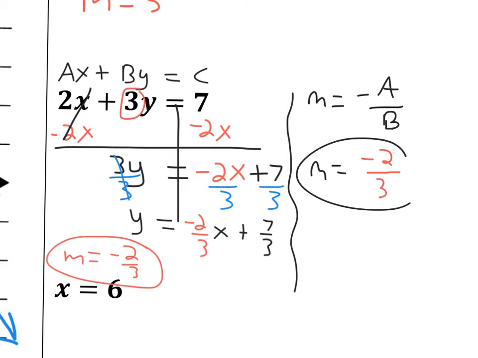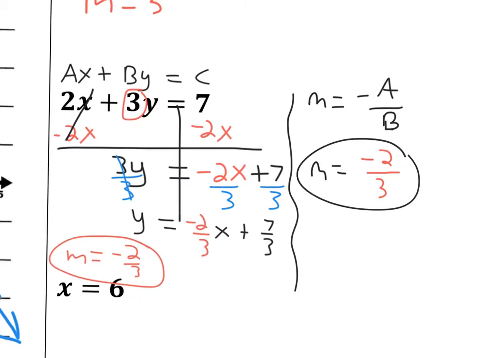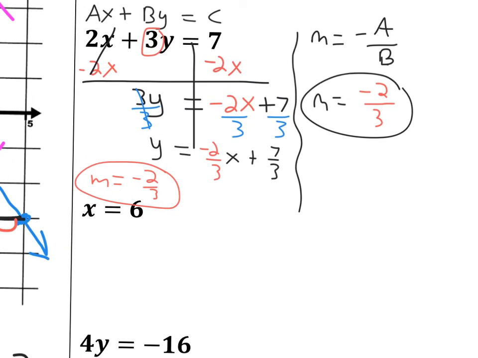So you see how both ways we got negative 2 over 3. If you remember the shortcut, great. You'll save yourself a couple minutes. But if you don't remember, that's okay. Just solve it the long way. All right, cool. 2 more.